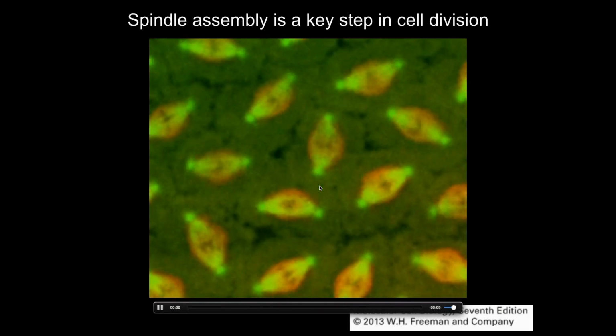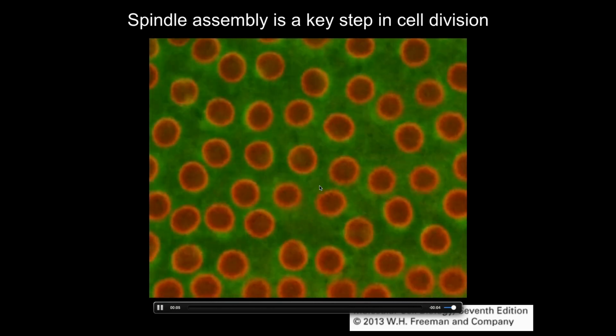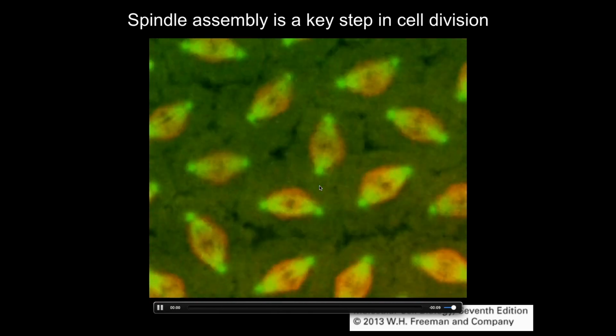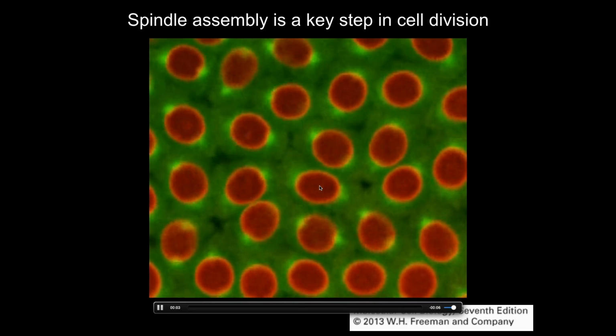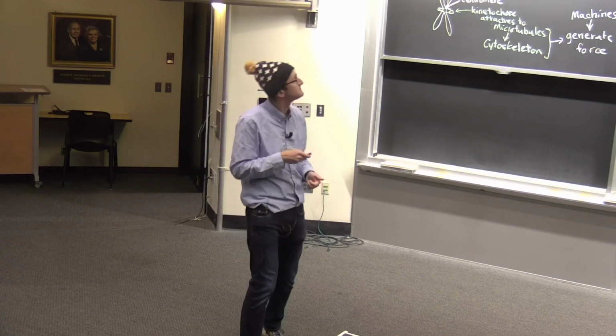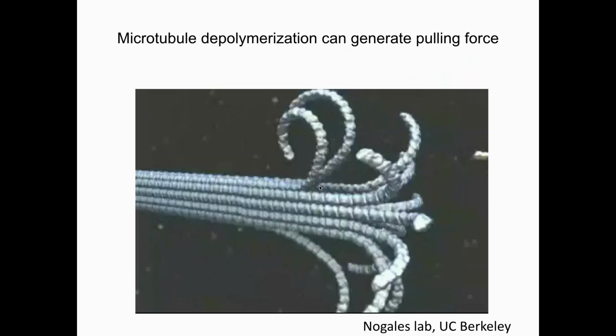The cell is able to assemble this force-generating apparatus, which is known as the mitotic spindle, each and every cell division, okay? So this structure or machine is critical to physically segregate the chromosomes to opposite poles of a cell, okay? So now I'm going to tell you about the microtubules themselves.